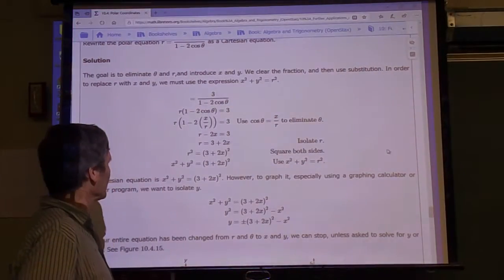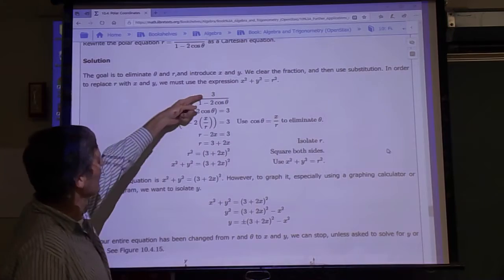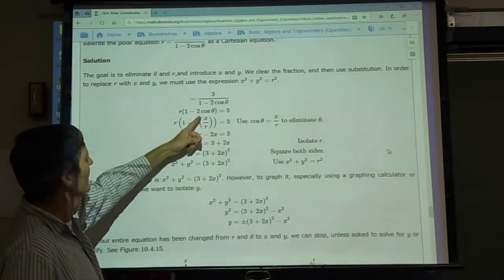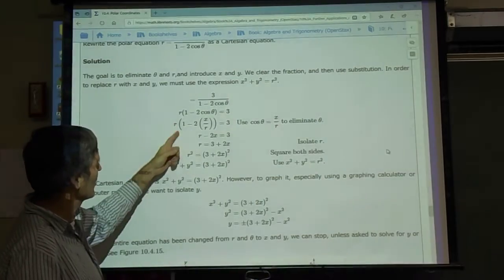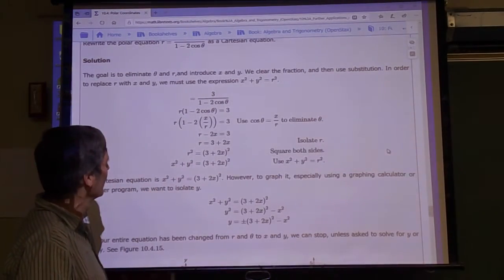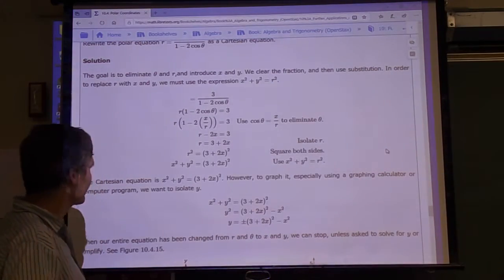Now you've got the equation in rectangular coordinates. So to convert this one, again you can replace cosine theta with x over r. You try to get r squared rather than r, so you can replace it with x squared plus y squared.